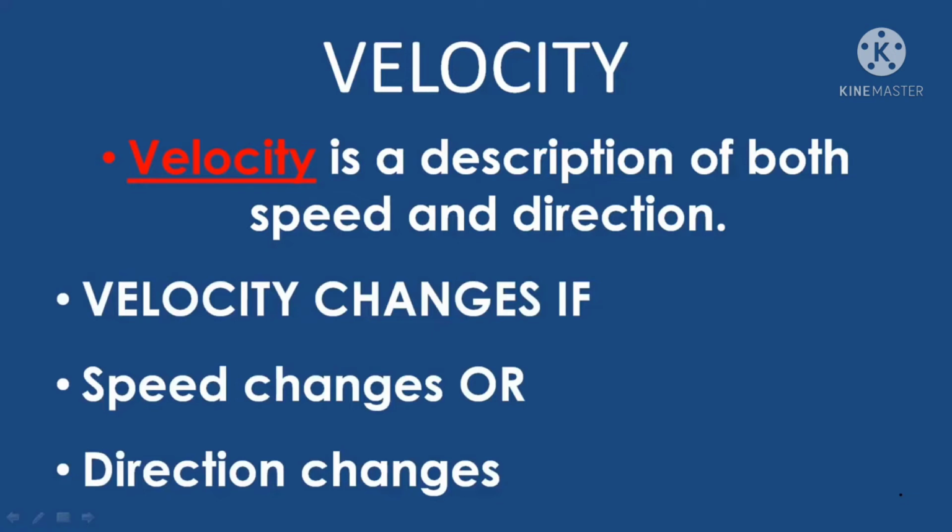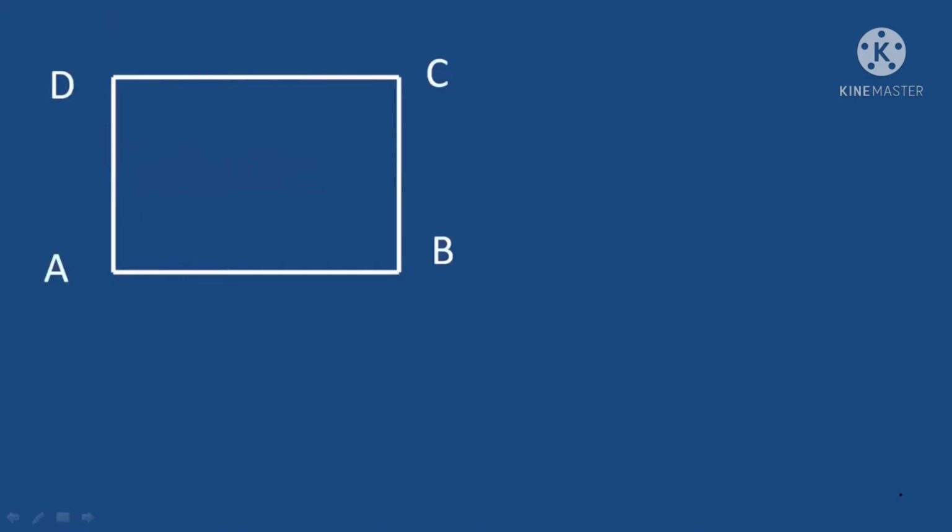Okay children, till now we have seen what velocity is and how velocity is changed. When speed or direction changes, or if both change, velocity changes. Now take the example of a square, my dear children. See here, I am showing you a square.